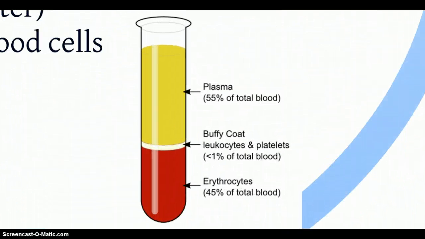Now take a look at this picture of a tube of blood. There's plasma, which makes 55%, buffy coat makes less than 1%, and erythrocytes make around 45%. It can vary, but this is on average. And the percentage of erythrocytes in your blood is called the hematocrit.